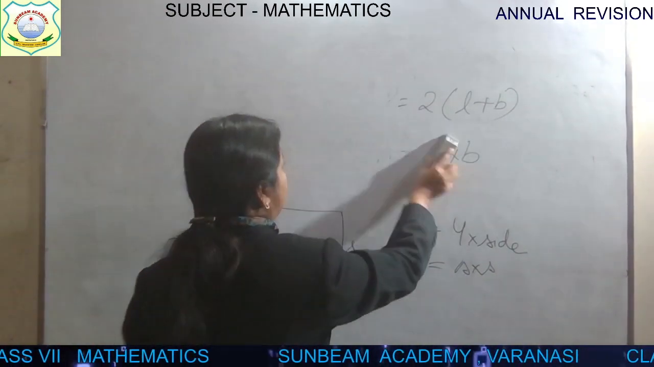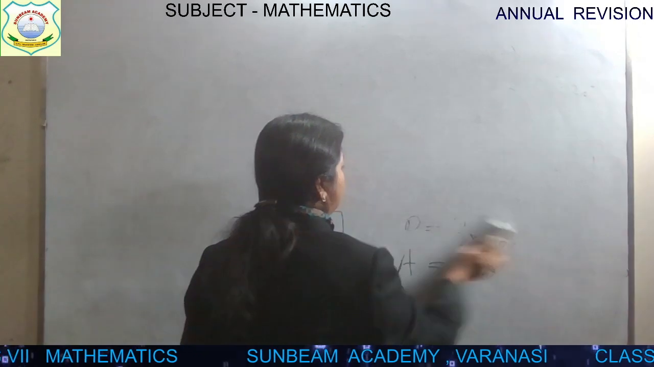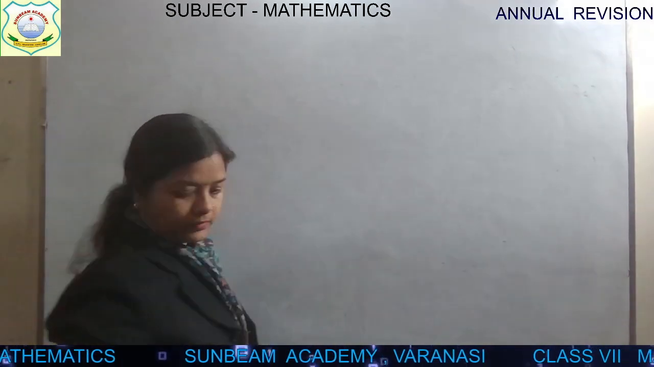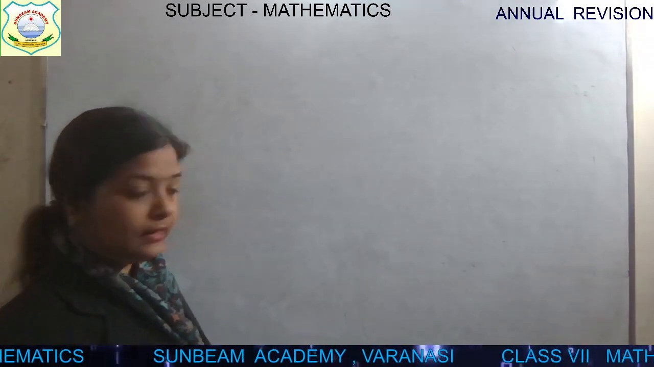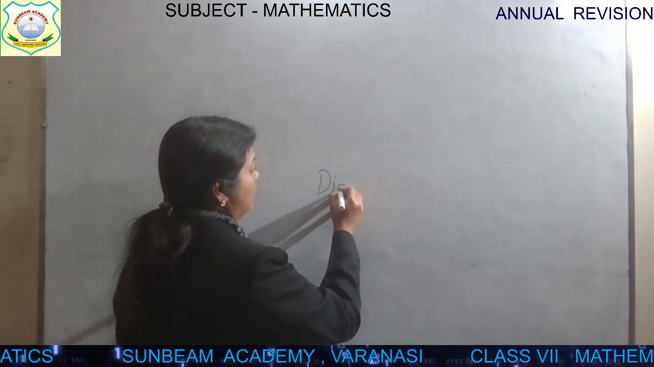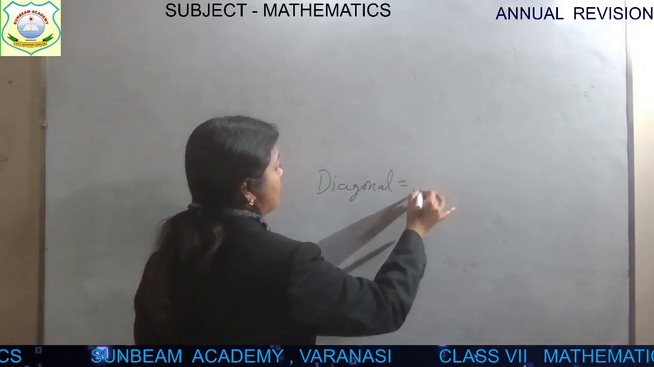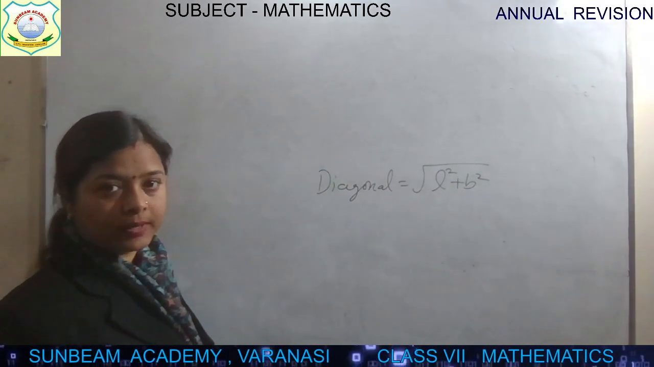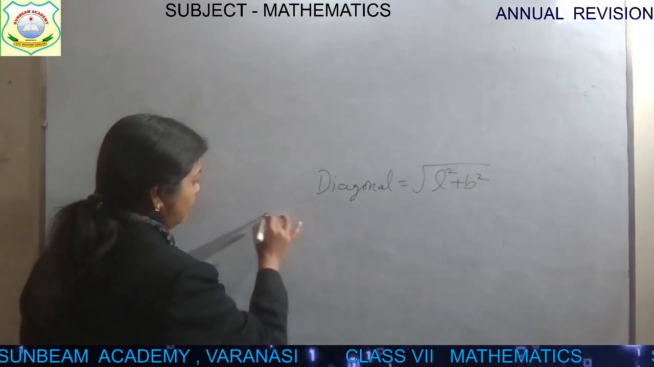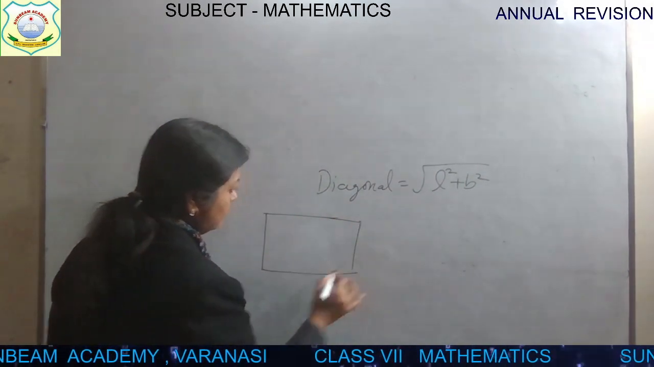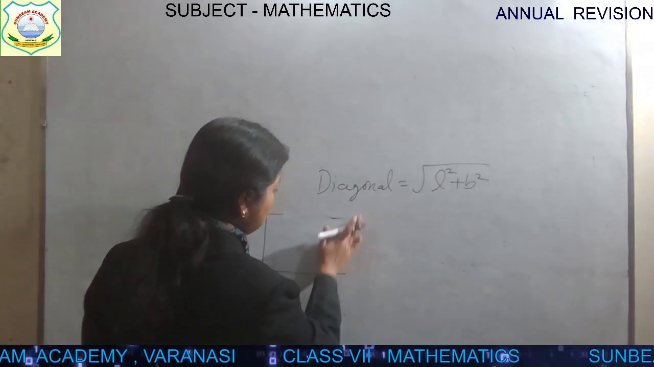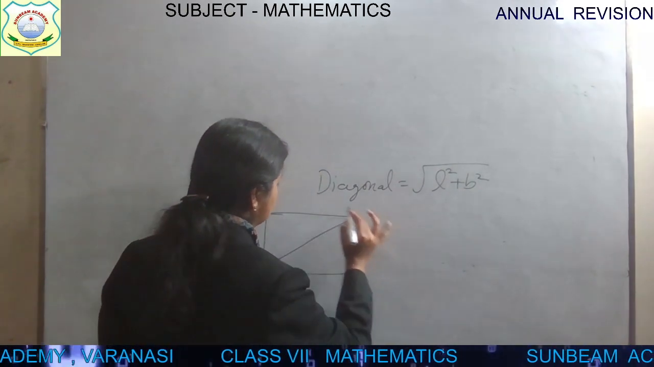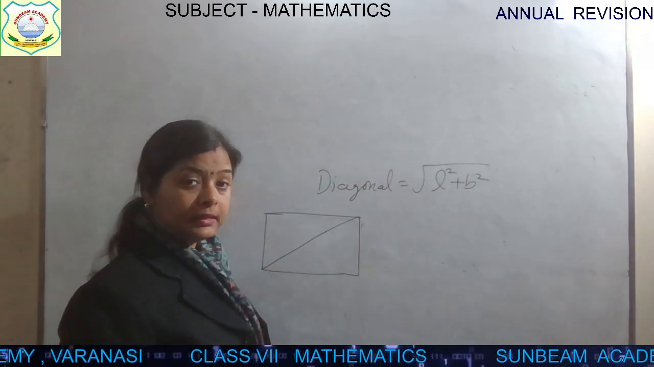For the diagonal you can find it, children. Use the Pythagoras theorem and then you can find the diagonal formula also. Now the diagonal of a rectangle is square root of L square plus B square. Okay? Square root of L square plus B square. Like if you are having a rectangle, let me draw it, and this is your diagonal. So what will be the length of the diagonal?